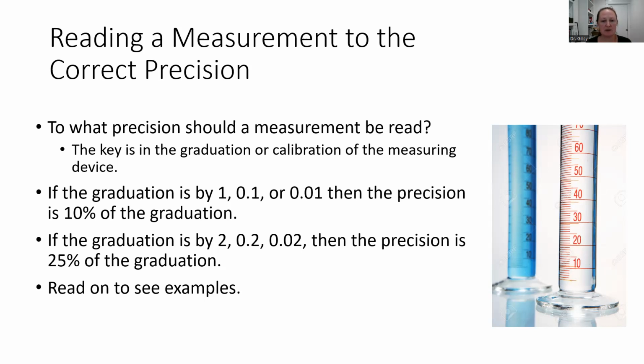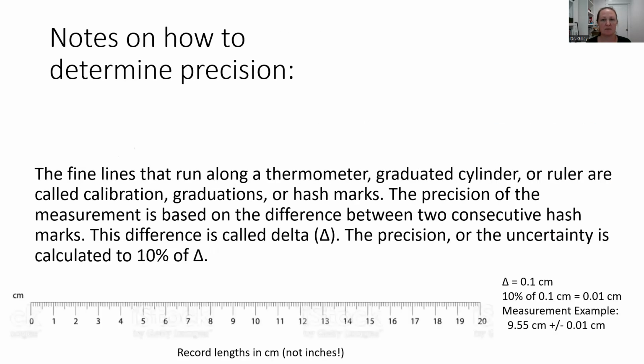If you were using a measuring device, which again, you're not going to do in this particular experiment, but we're going to teach you about it anyway. If the graduation or hash marks were every 2, for example, milliliters, or 0.2 or 0.02, then the precision is 25% of the graduation. I know that these words don't make a lot of sense, but as we go through these examples, you'll see exactly what I mean when I say the precision being 10% of the delta value.